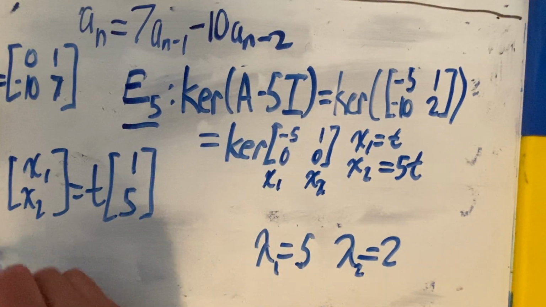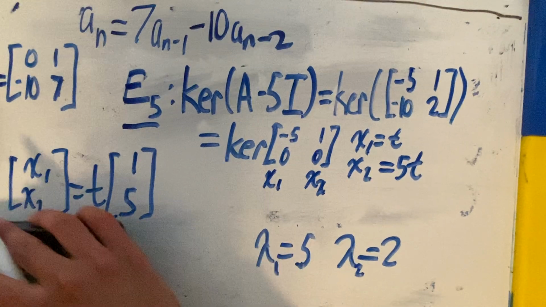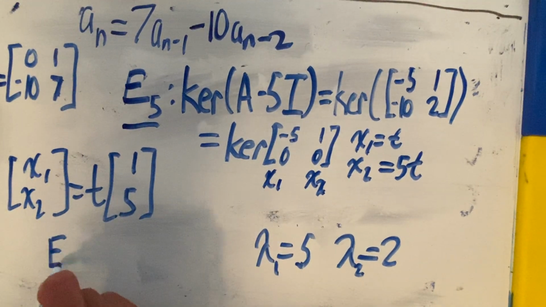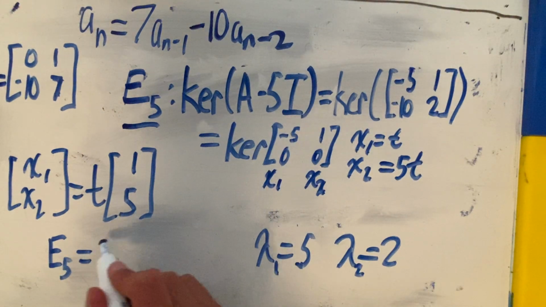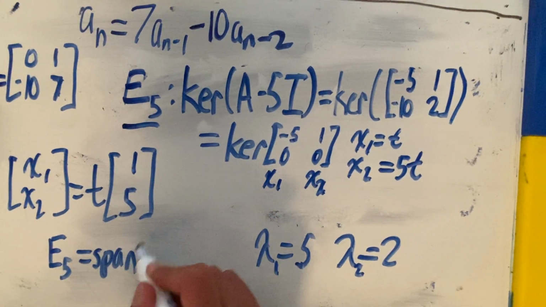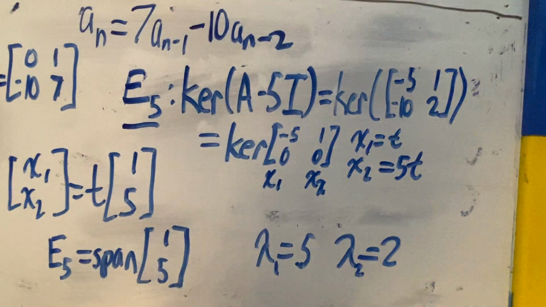And that means that E5, this eigenspace we're talking about, is equal to the span of 1, 5. And that's an eigenvector, 1, 5.